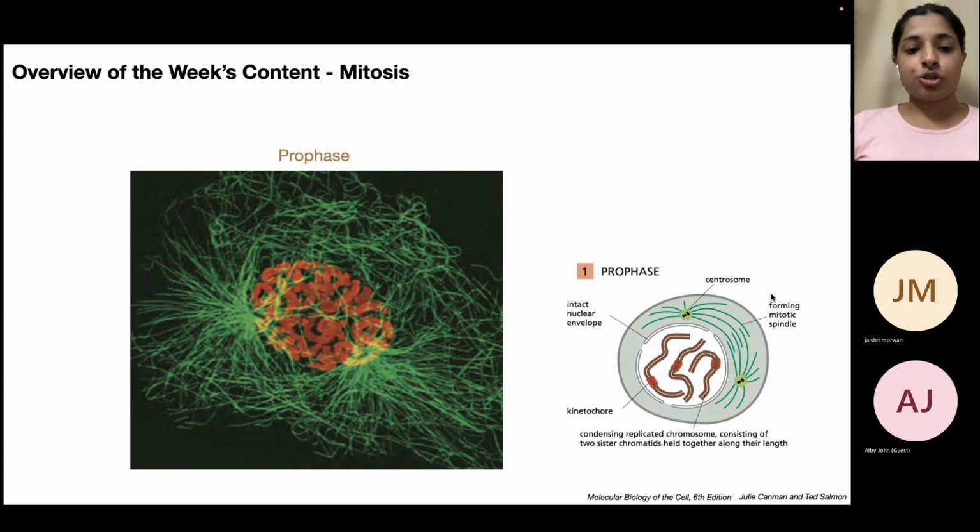There is some formation of microtubule organizing centers. There's something known as a centrosome from which the microtubules are being formed, and then the chromosomes are present within the nucleus. They are condensed. They are not existing as chromatids anymore.